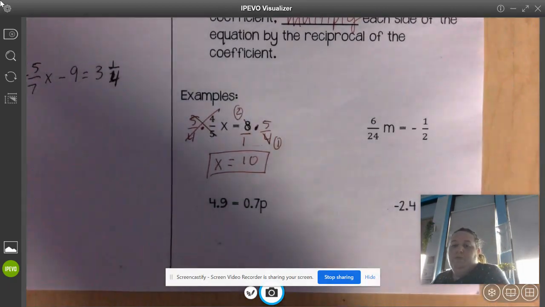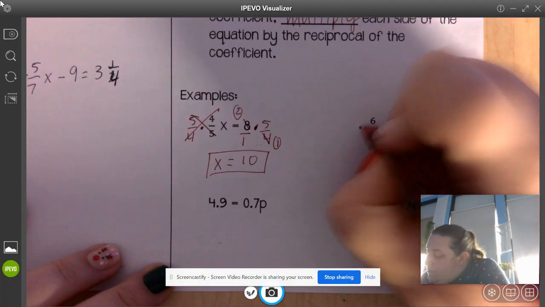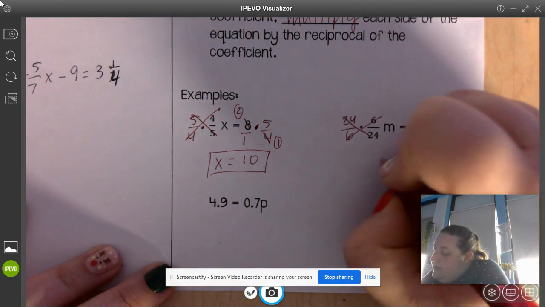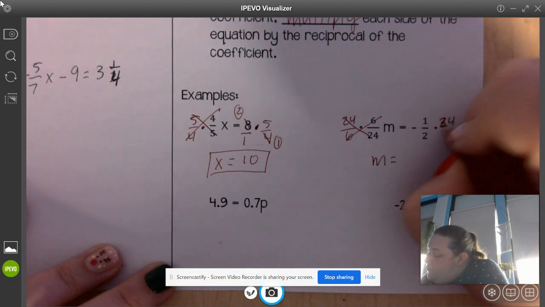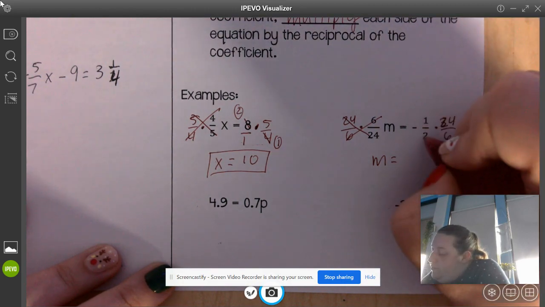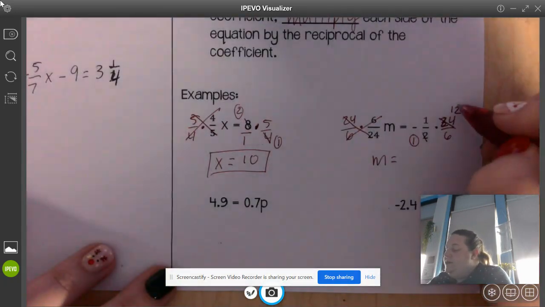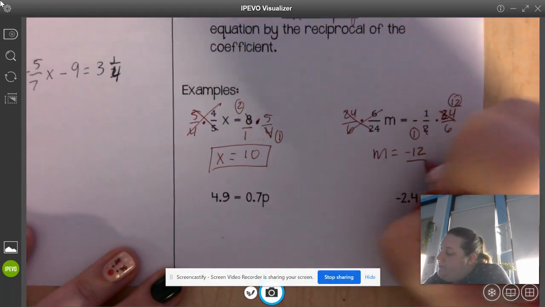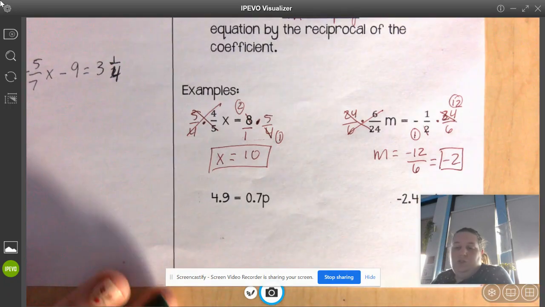All right, next one. So 6 over 24 m equals negative 1/2. So once again, we're going to multiply by the reciprocal. So 24 over 6. Those cancel out, leaving me with m. So over here, we're also going to multiply by 24 over 6. So 1 and 6 can't cross reduce. 2 and 24 I can. I can make that a 1, and I can make this a 12 because I can divide both of them by 2. So negative 1 times 12 is negative 12. 1 times 6 is 6. So this simplifies to negative 2 when I'm done.